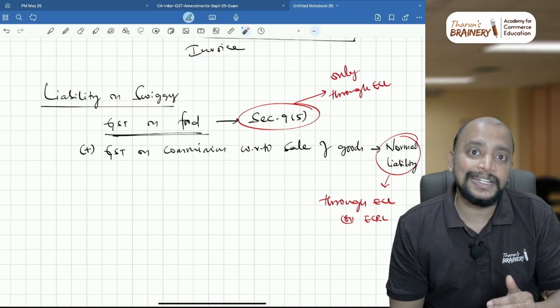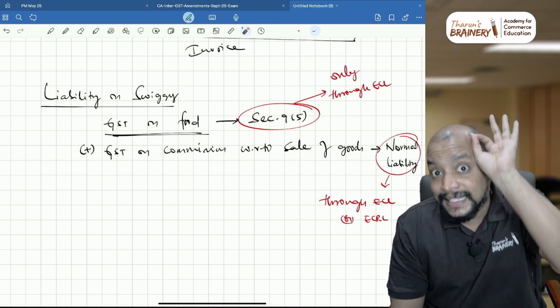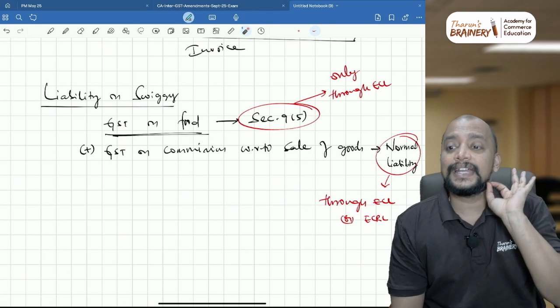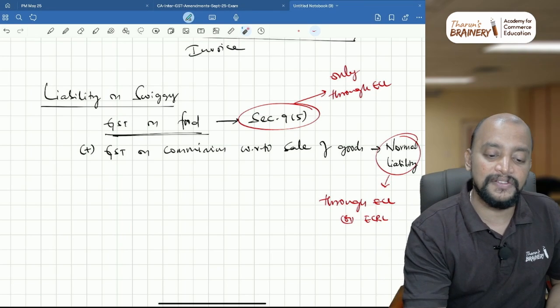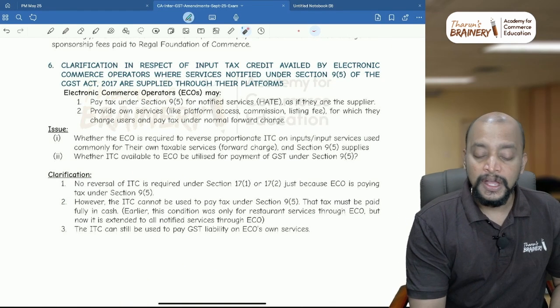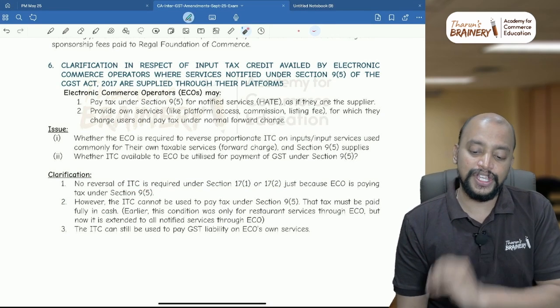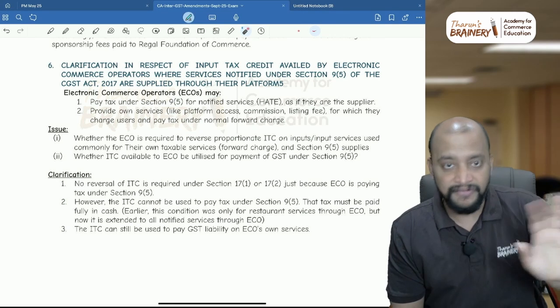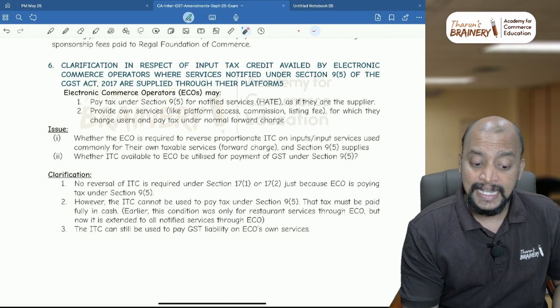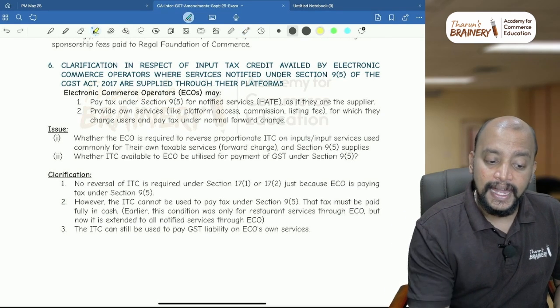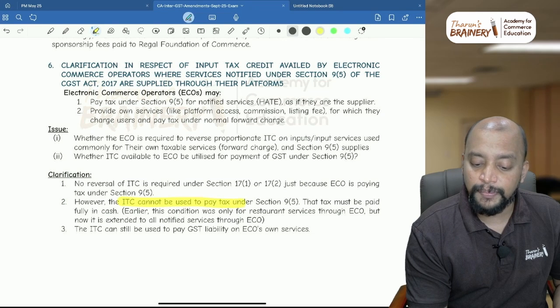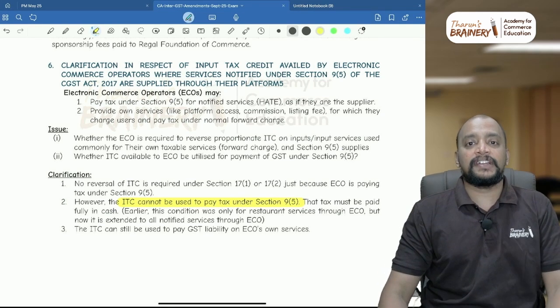Then how can they take entire credit? Nothing of that sort. They can take entire credit. All inward supplies they will be able to take ITC. No reversal of ITC is required under 17(1) or 17(2) just because the e-commerce operator is paying tax under 9(5). However, the ITC cannot be utilized for payment of tax under 9(5).